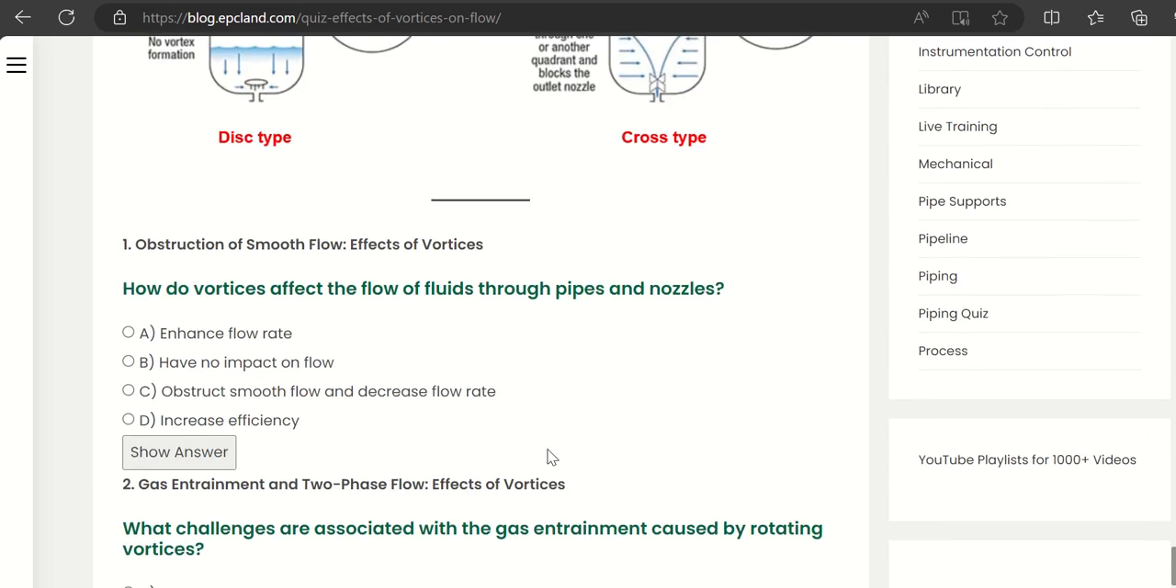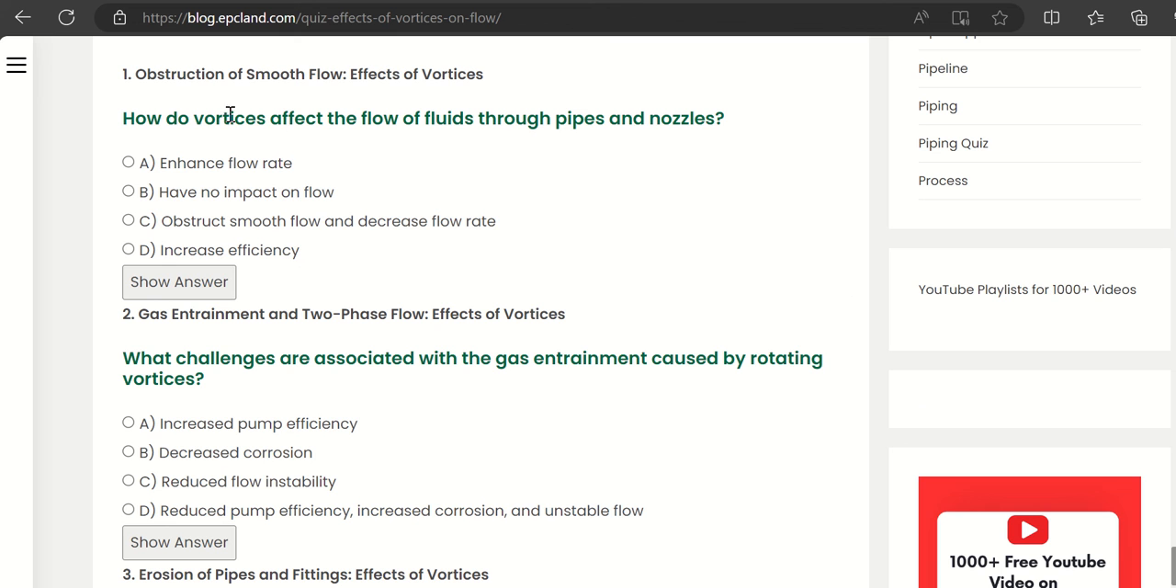So these were a few of the effects. In the next section, we'll start looking at the questions and their explanations.